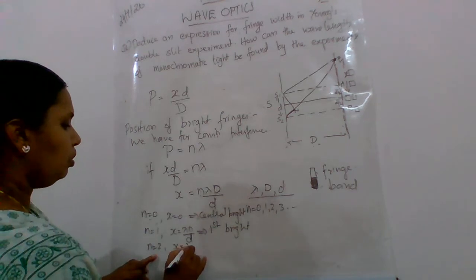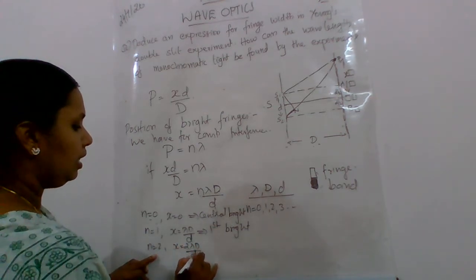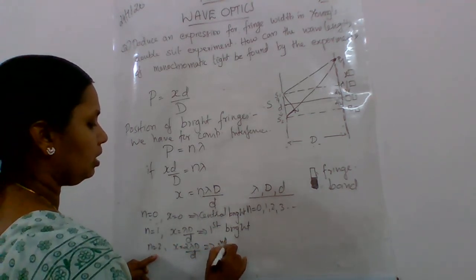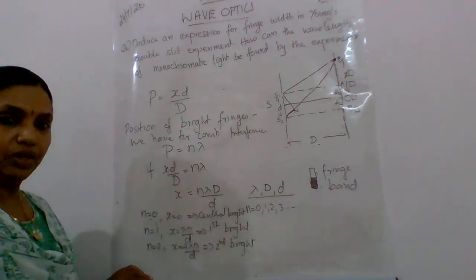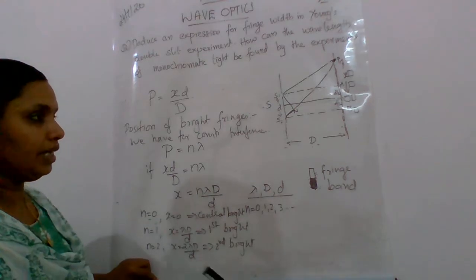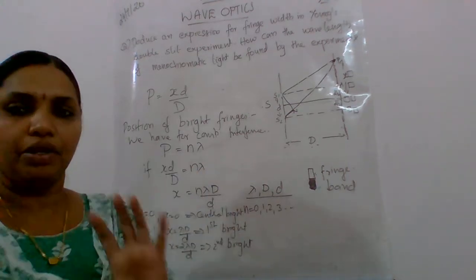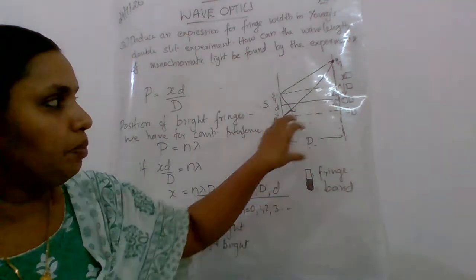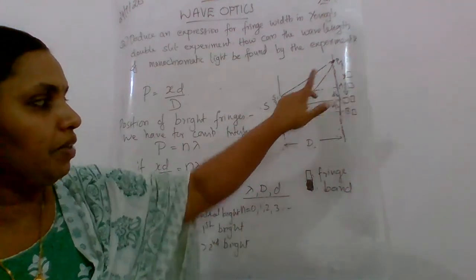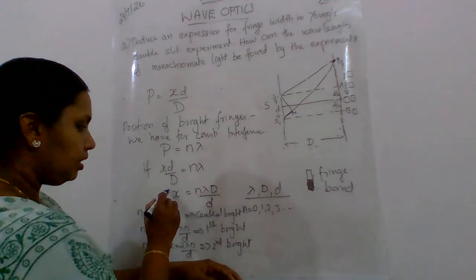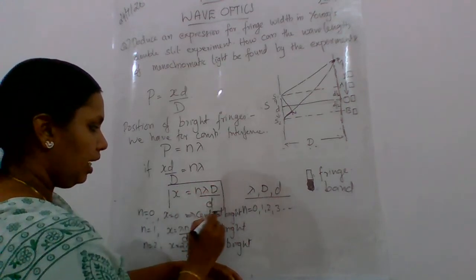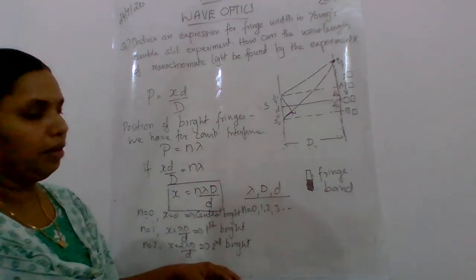x is equal to 2 lambda D by d. That is the second bright. n is equal to 3, 3 lambda D by d. Like that we will get n number of fringes. So that position we can locate and we will get it on the screen. So where will we get the bright band? We will get the bright fringe at x is equal to n lambda D by d.